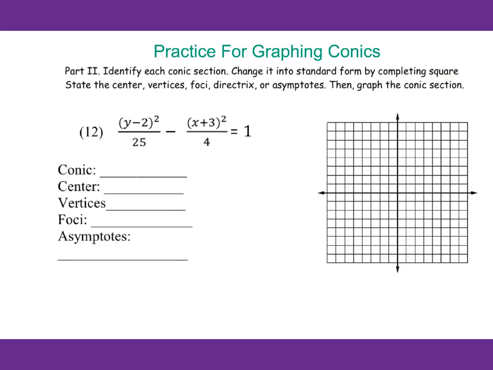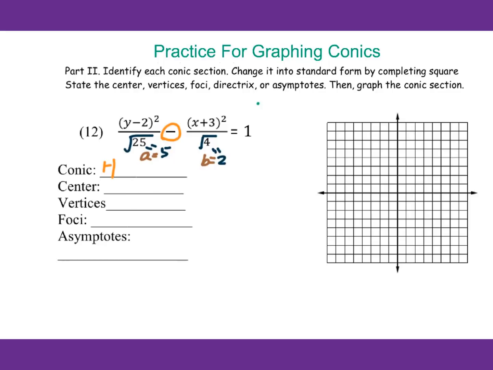For number 12, this is a y squared minus x squared pattern. That's a hyperbola. First step, we got to figure out A, B, C. So square root of 25, that's equal to 5. Square root of 4 equals 2. You will get A equals 5 and B equals 2.